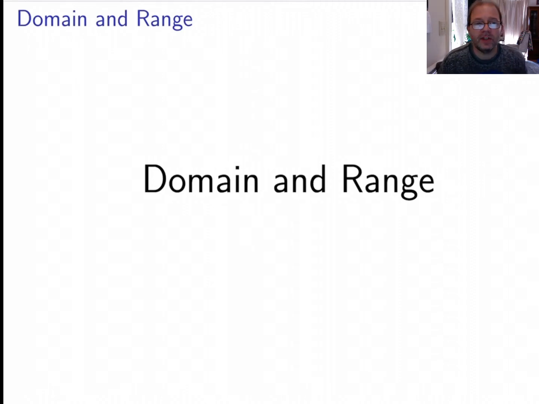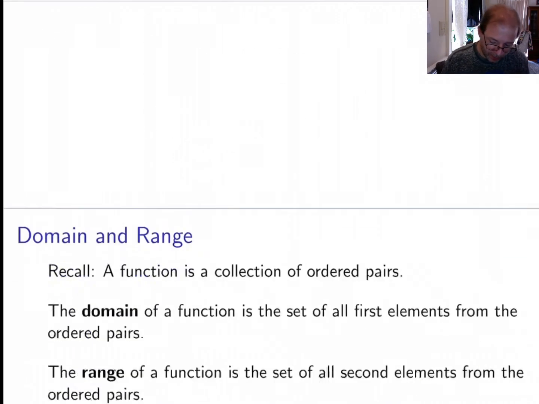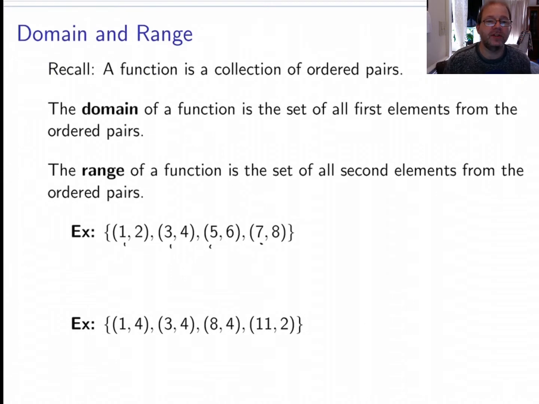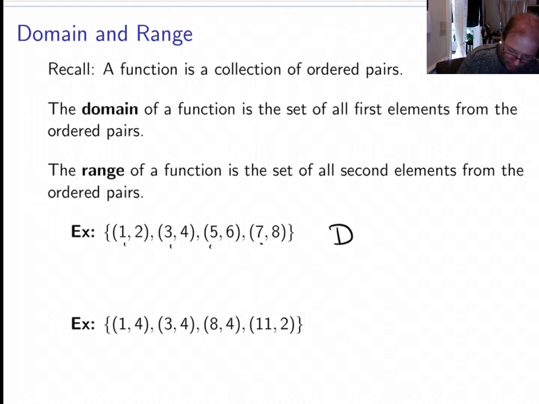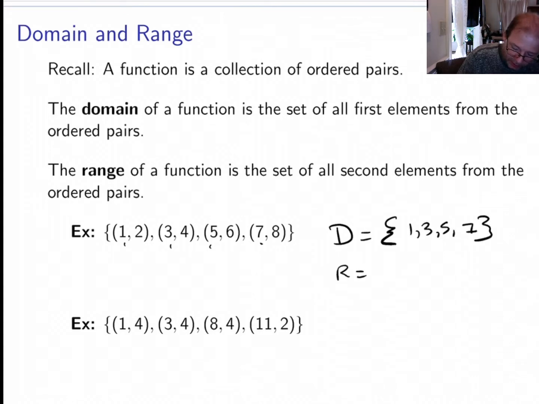Hi, in this lesson we're going to talk about domain and range. Now recall, a function is a collection of ordered pairs, and the domain of the function is the set of the first elements from those ordered pairs, and the range is the collection of second elements. So in this first example, the domain is going to be the set 1, 3, 5, 7, and the range is 2, 4, 6, 8.